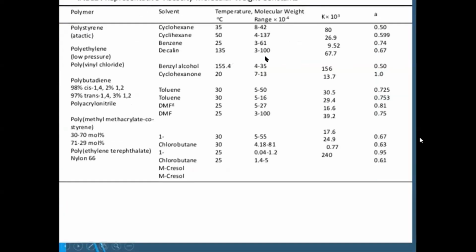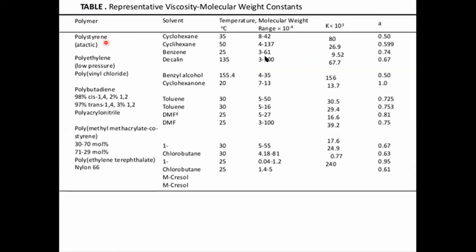Now see this table. It includes different types of polymers with different solvents and different temperatures, and this is the average molecular weight for these polymers, and these are the values of the constants K and a. If you see here, if I use polystyrene with cyclohexane as a solvent at 35 degrees centigrade, I will use 18 multiplied by 10 to the power of minus 3 for K constant and a equals 0.5.